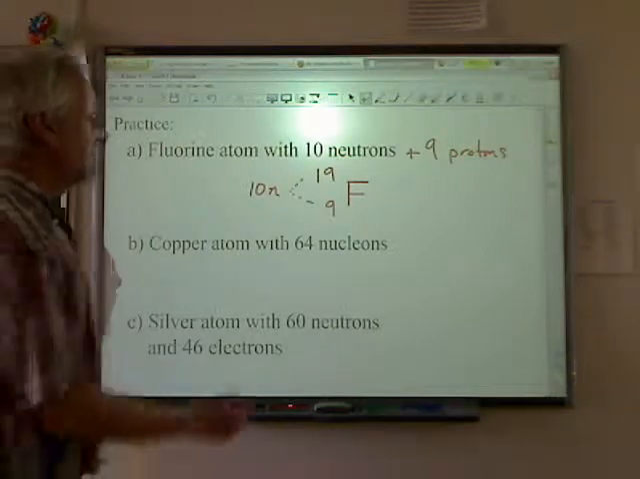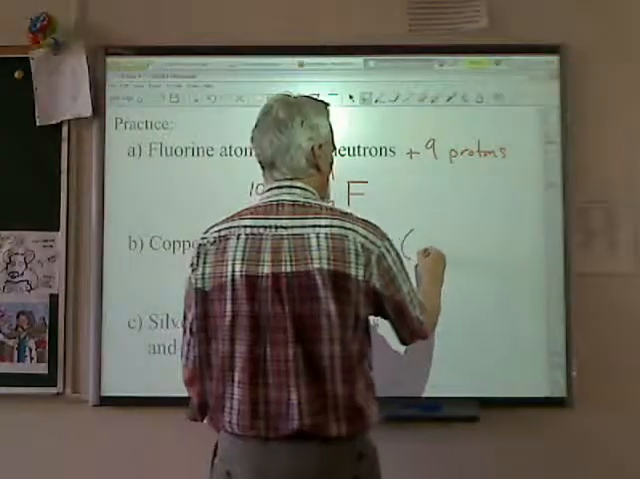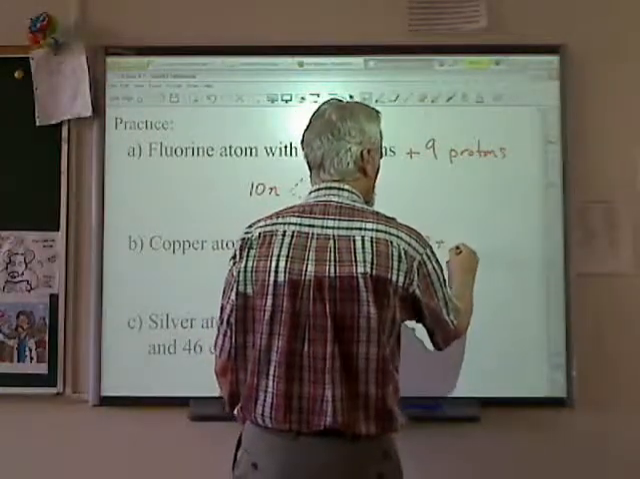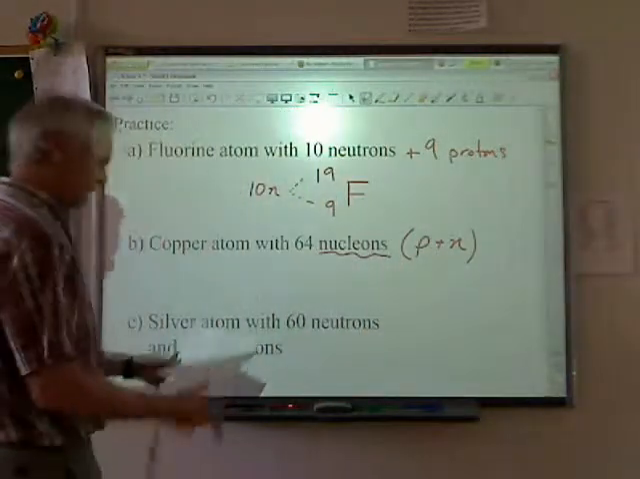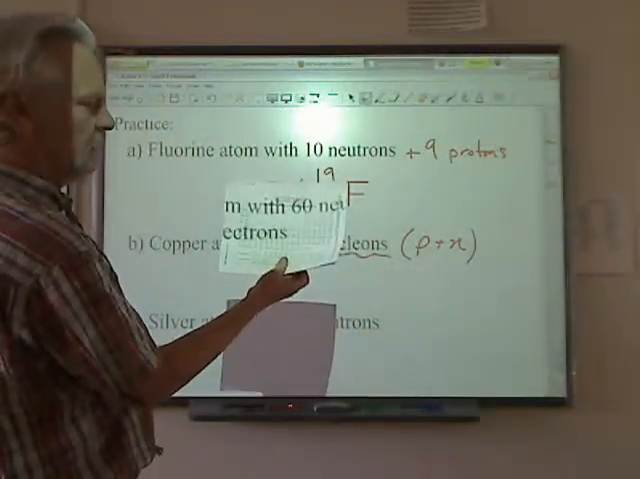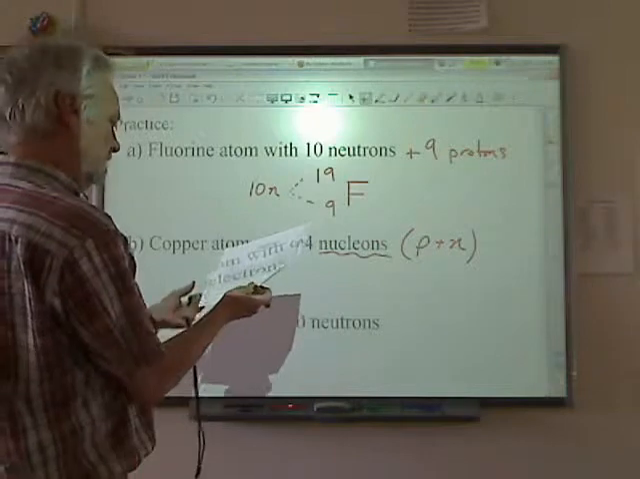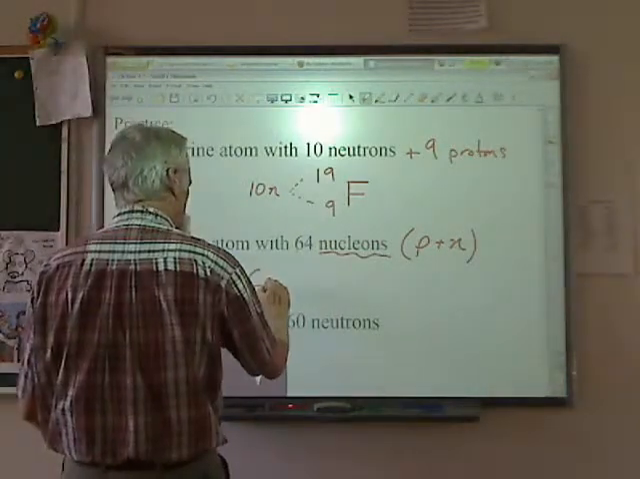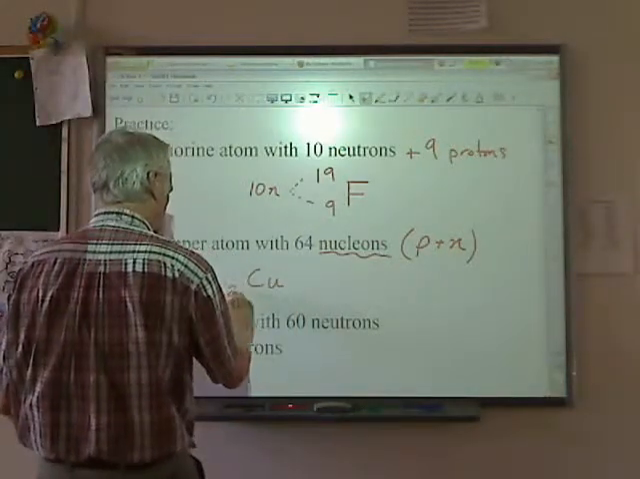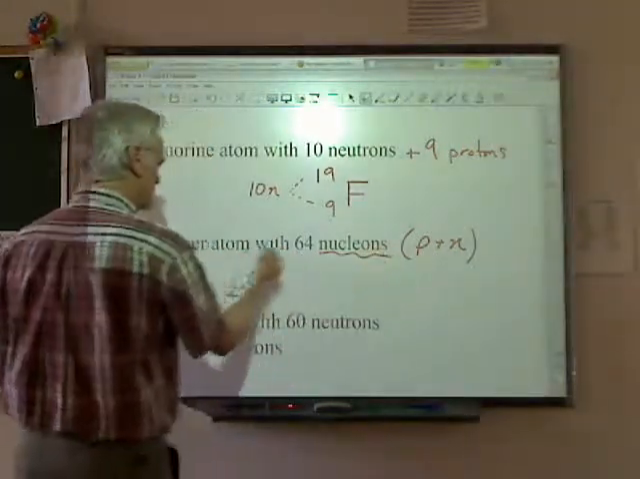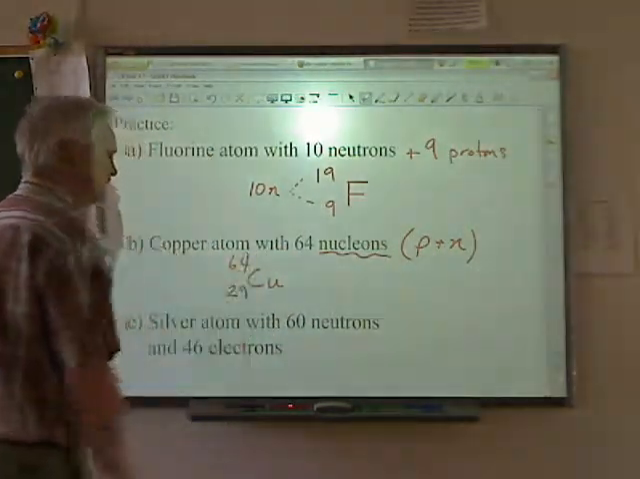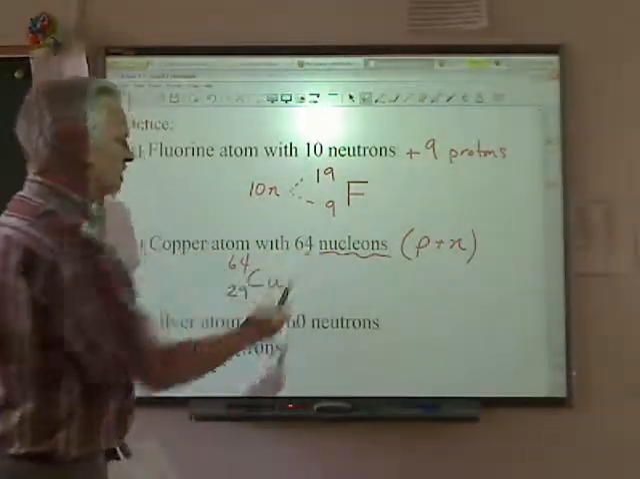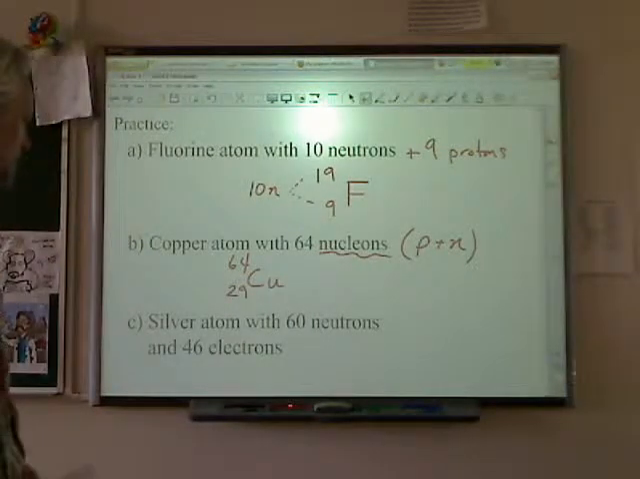Copper with 64 nucleons equal to protons plus neutrons, and so I go to my periodic table, find copper, has atomic number of 29, and so I write Cu, 29, and then just put the nucleons up there in isotope notation. Remember, those protons and neutrons each have a unit mass.